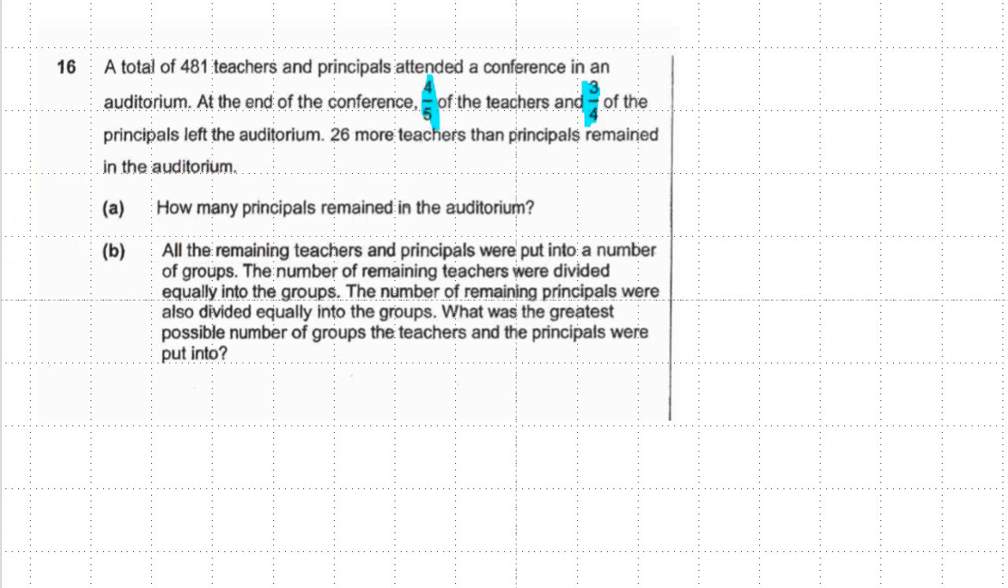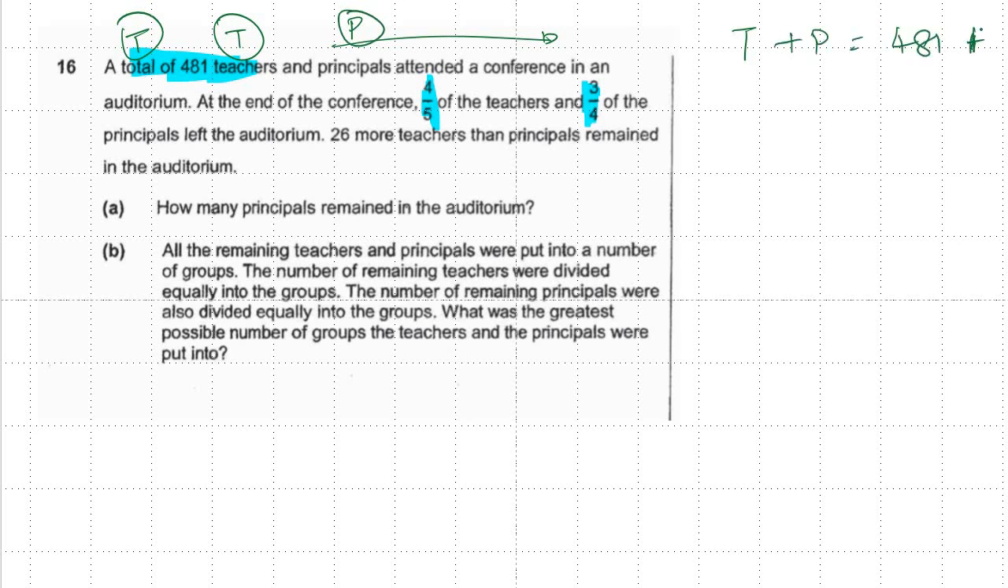So what you do is, and something very obvious in this case, you see that what you get in this case is the total number. So for here you can write what is your first equation already. So total number of teachers, T for teachers, P for principals. So there are two things here. T plus P equals to 481. This is your first equation.